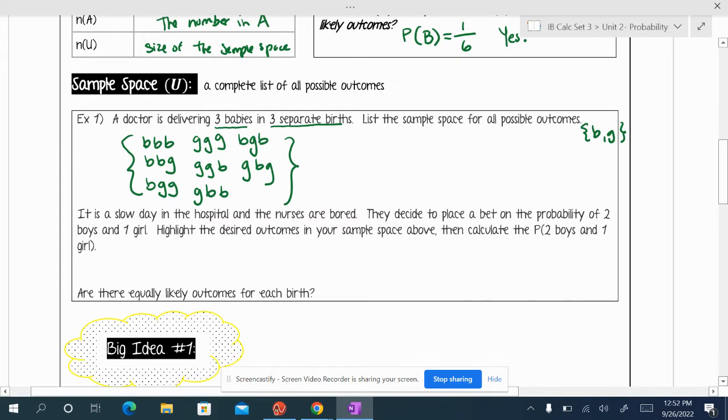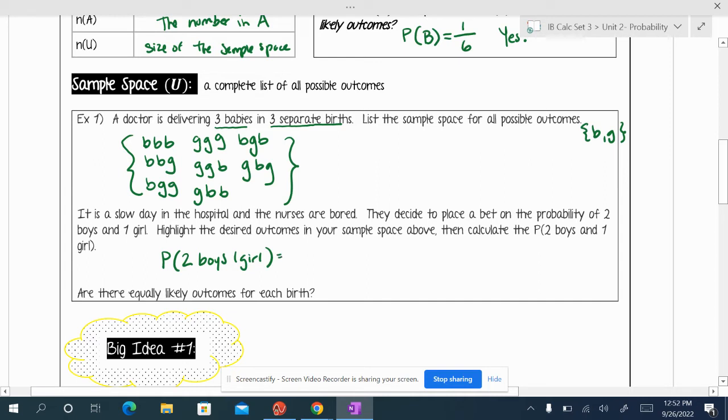Now, it is a slow day in the hospital and the nurses are bored. They decide to place a bet on the probability of 2 boys and 1 girl. So that's 2 B's and 1 G. Highlight the desired outcomes in your sample space above, then calculate the probability of 2 boys and 1 girl. So we have the probability of 2 boys, 1 girl.